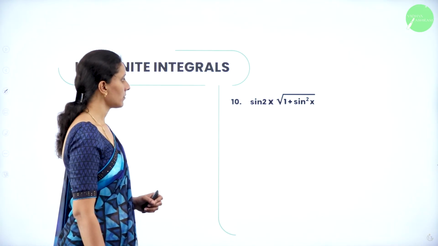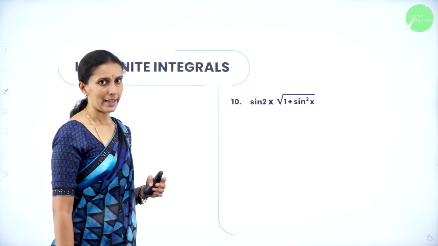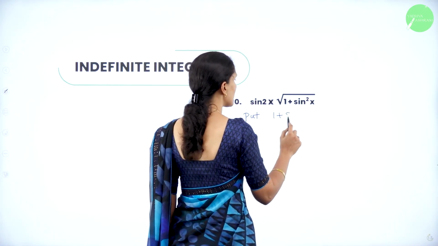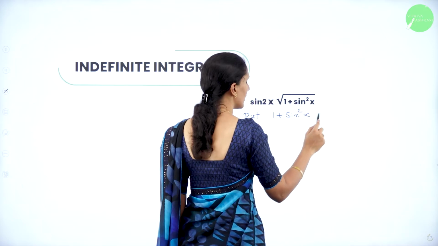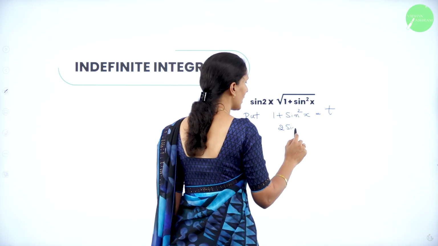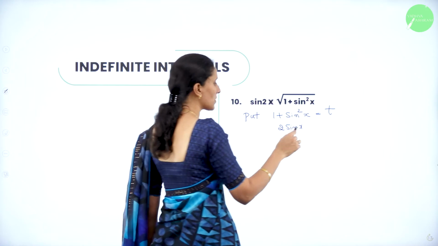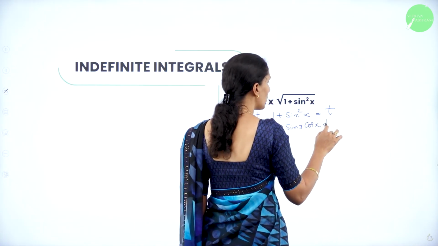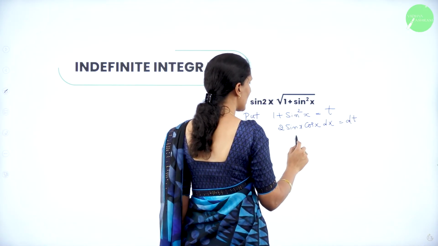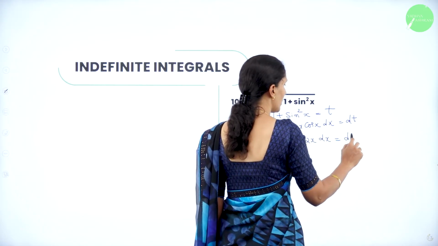Next, sin 2x divided by 1 plus sin square x. So put 1 plus sin square x equal to t. Derive it. First the derivative of sin square, which becomes 2 sin, then the derivative of sin is cos x, into dx is equal to dt. So here 2 sin x cos x is nothing but sin 2x dx is equal to dt.